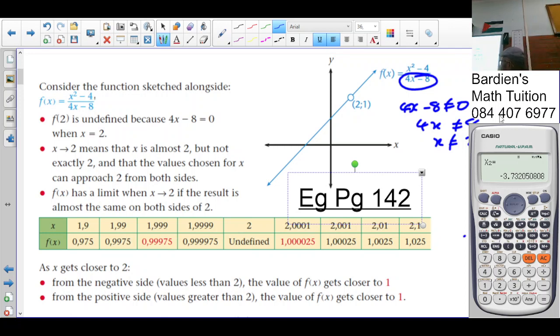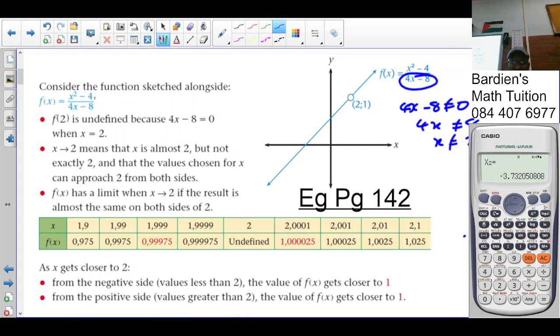That graph is what they call a removable discontinuity. Why? Because everywhere else the graph is continuous. You can draw it with a straight line, without picking up the pen, other than at that point of 2. Can you see that, people? Why? Because x can never be equal to 2, because the function is undefined at that point. You guys understand?